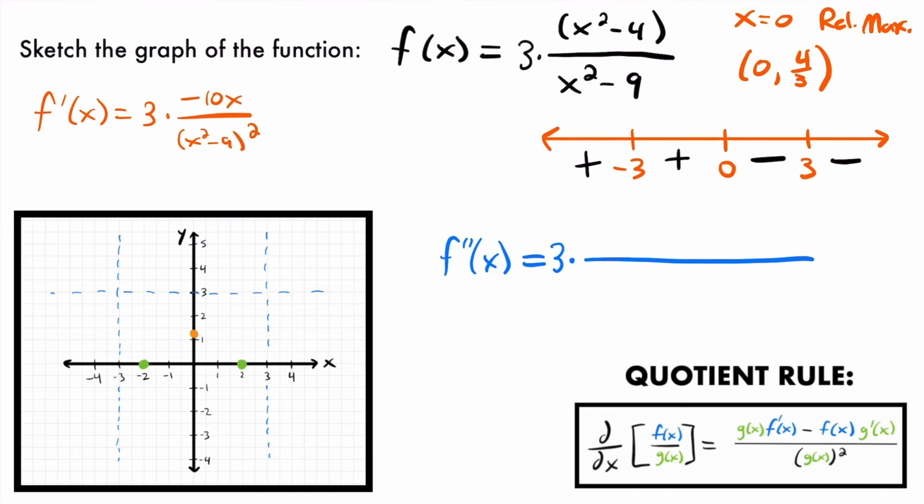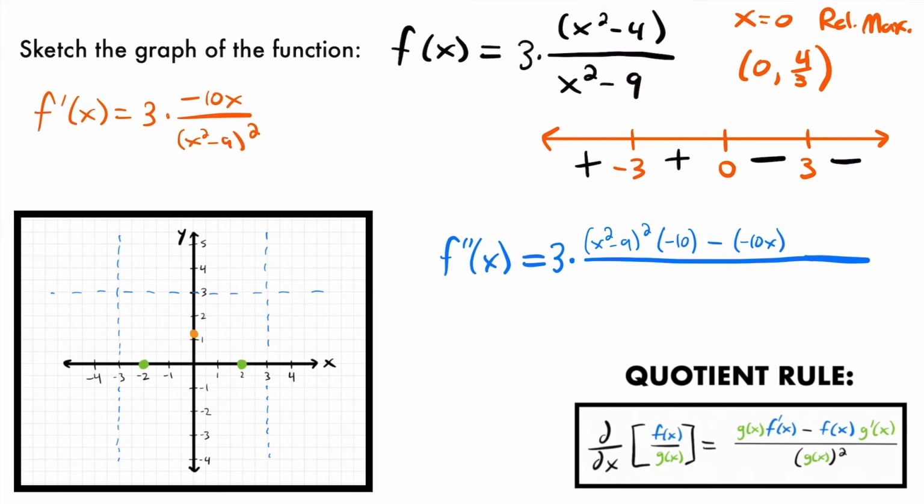And so we'll start by taking our bottom function, which is x squared minus 9 squared, times the derivative of the top. And the top is negative 10x, and so the derivative is just going to be negative 10. And then we're going to be subtracting the original top function, so that's going to be negative 10x, multiplied by the derivative of the bottom function.